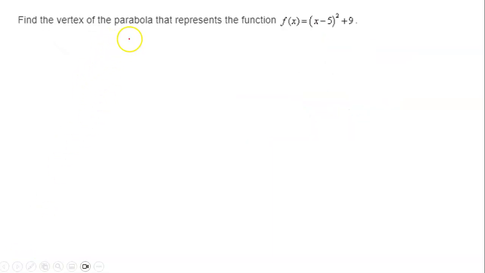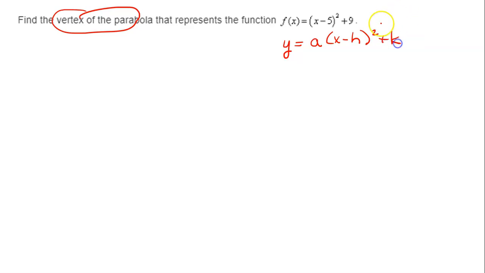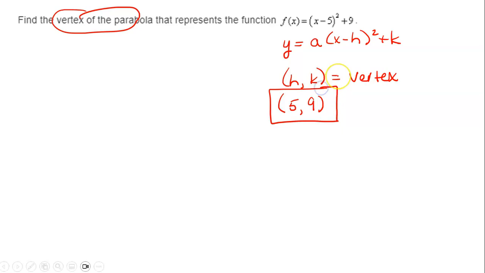Find the vertex of the parabola. I had to look this formula up. Vertex of a parabola: y is equal to a times x minus h squared plus k. All right, and (h, k) is equal to the vertex. So for us, that's going to be (5, 9). And I think that's the last problem for this pretest.